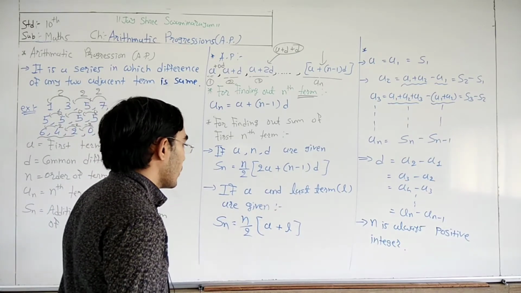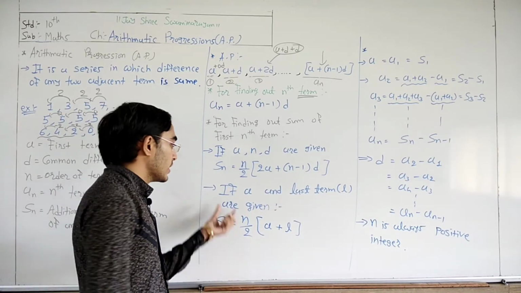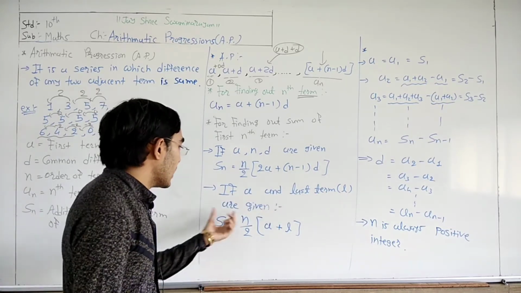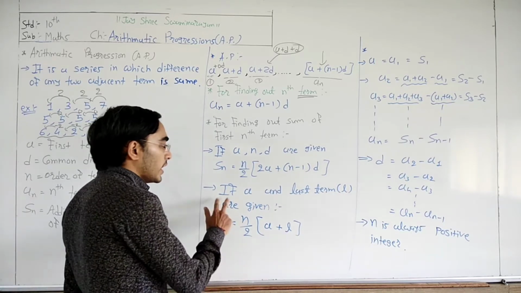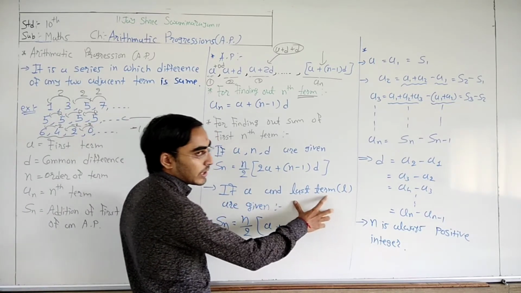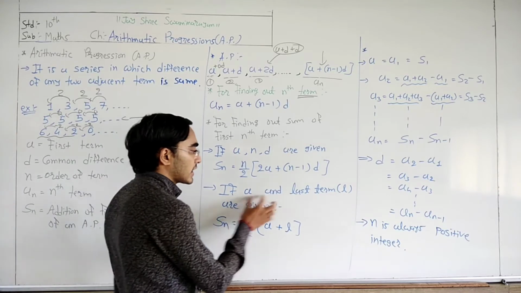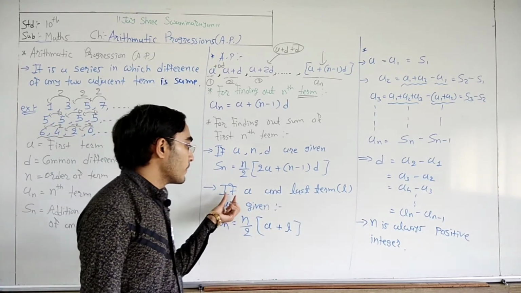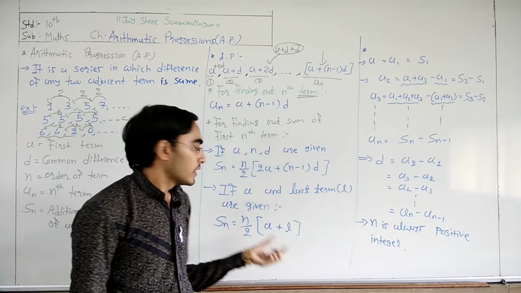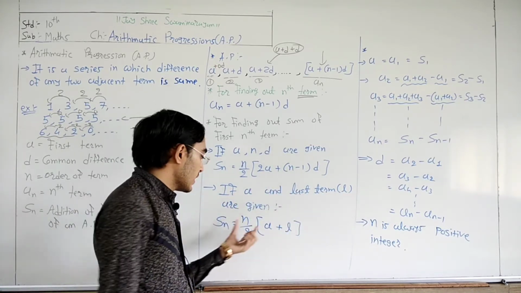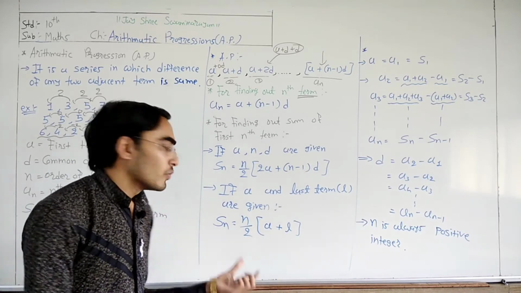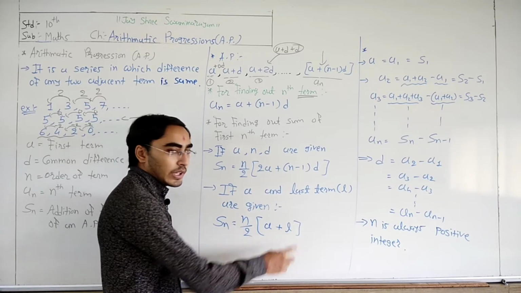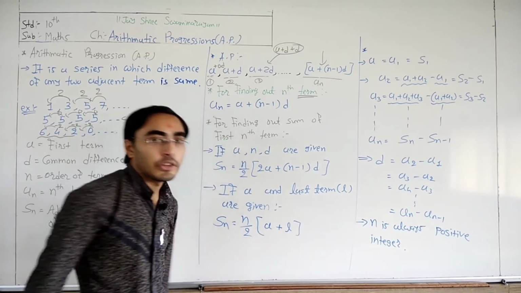After that, second condition: if a, that means the first term, and the last term l are given, then you can use this formula. If a and the last term l are given, then you can simply find Sn by using this formula: Sn = n/2 (a + l). a means the first term, l means the last term.